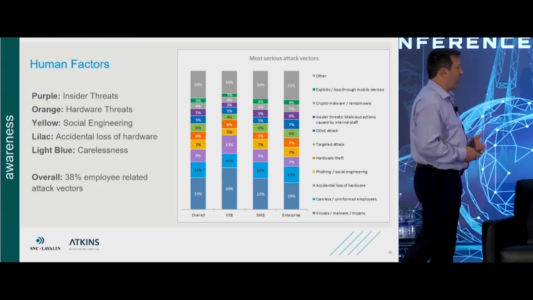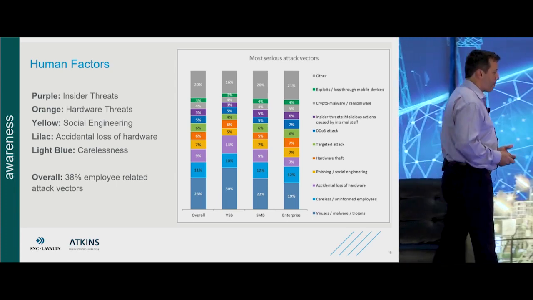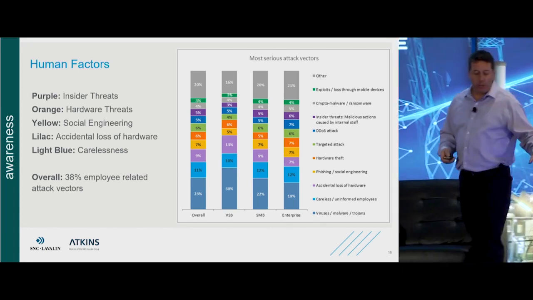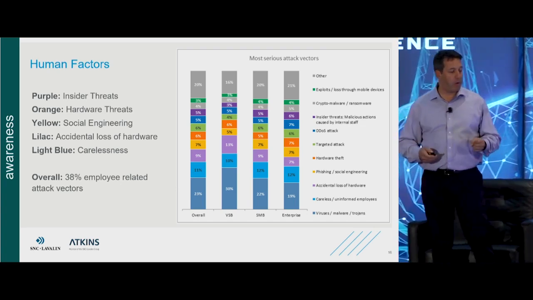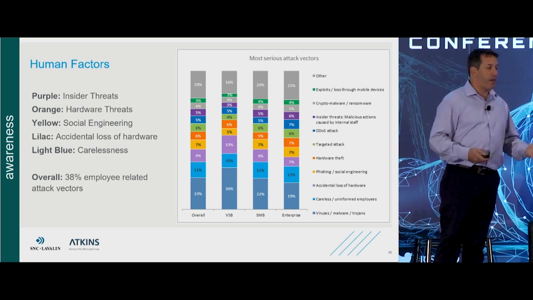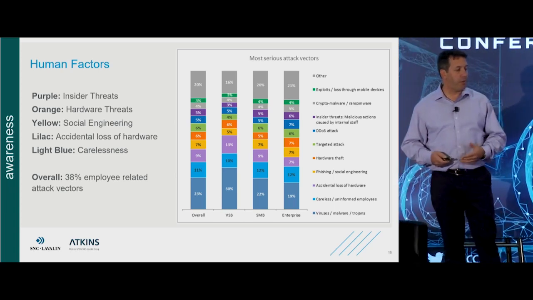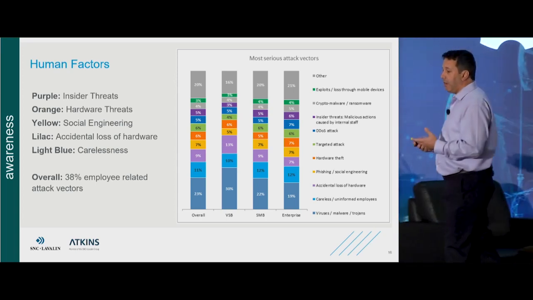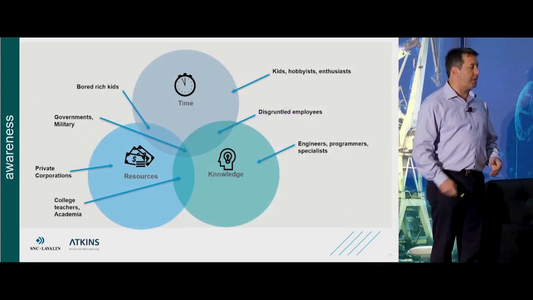Human factors, according to a 2017 survey, I've done some maths for you guys to make this simpler, is about 38% of employee-related attack vectors, such as insider threats, hardware threats, social engineering, accidental loss of hardware, carelessness. So again, awareness is the key impact to reducing the risks in cybersecurity.